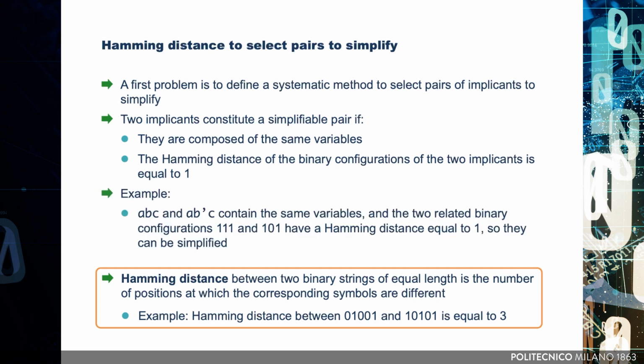Let's consider an example of calculating the Hamming distance between two implicants. Take the product terms ABC and A not B C. Their corresponding binary configurations are 1, 1, 1, since the first product consists of variables in their positive form, and 1, 0, 1, since in the second product, B appears in its negated form. The Hamming distance is 1, therefore the simplification rule can be applied.